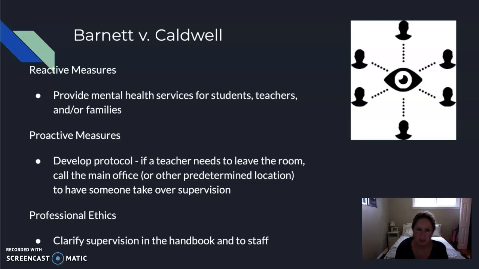So some reactive measures, with the death of a student, that's obviously major. So I think it's important to provide mental health services for students, teachers, and or families. Some proactive measures, definitely develop a protocol. If a teacher needs to leave the room, this is an example, have them call the main office or other predetermined location to have someone take over supervision for the short amount of time. I think professionally, you definitely need to clarify supervision in the handbook, and then also clarify that to staff.